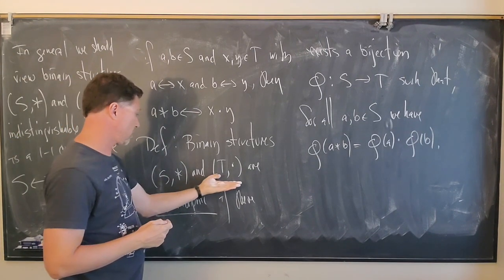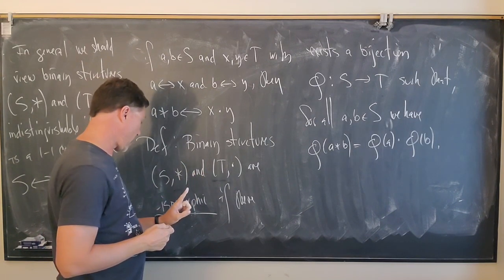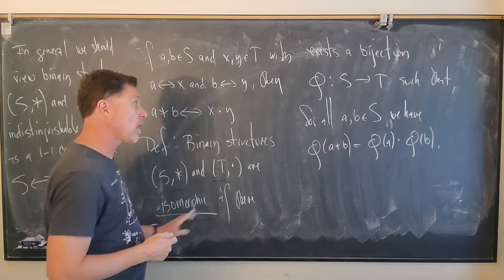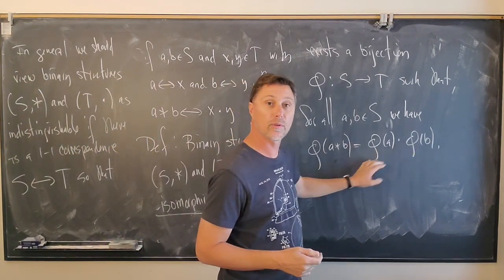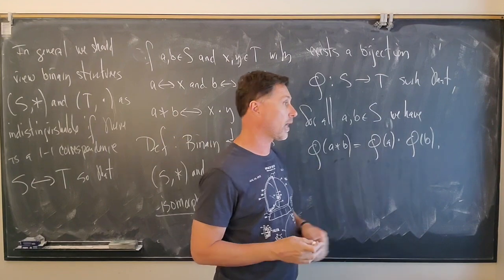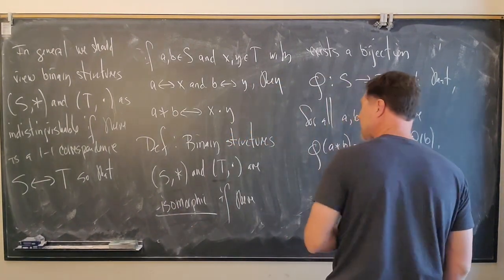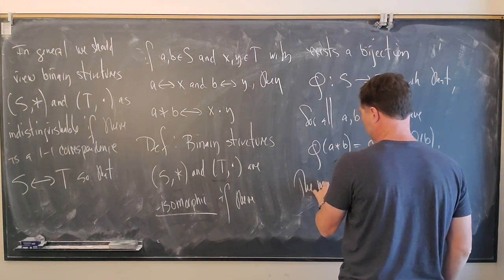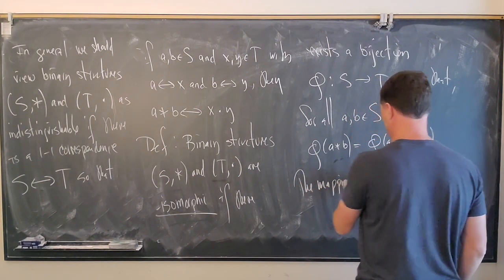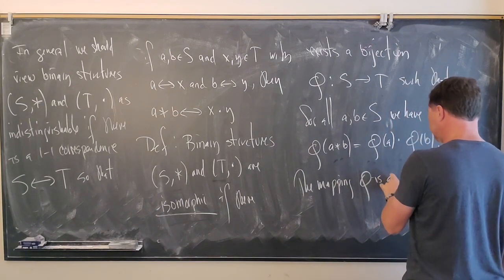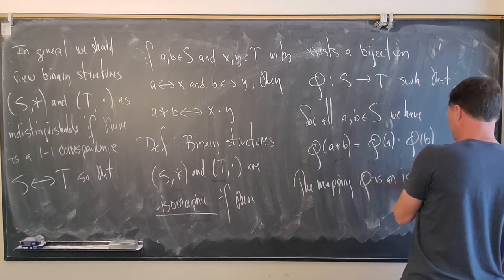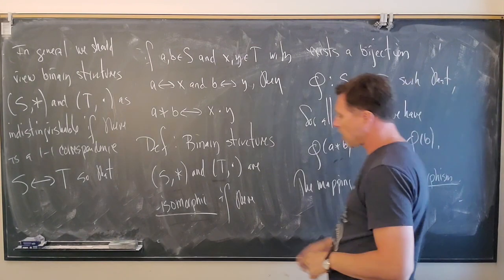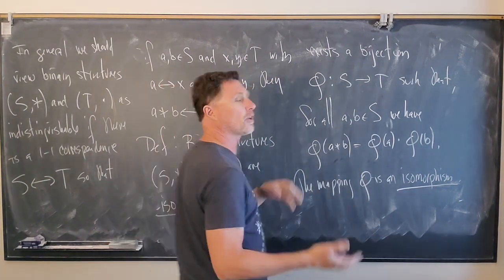We relate the two binary structures via a mapping, a bijection, that respects the two different binary operations. Right? When that happens, we say that they're isomorphic. And phi itself, the mapping phi, is an isomorphism. Right? So isomorphism, things have changed, but they're still the same.